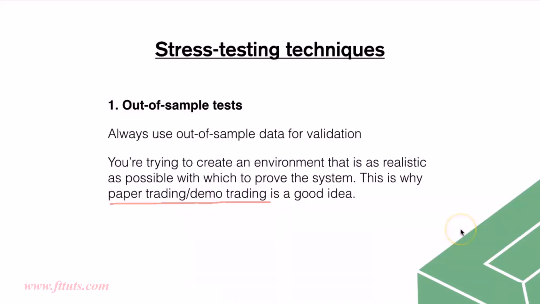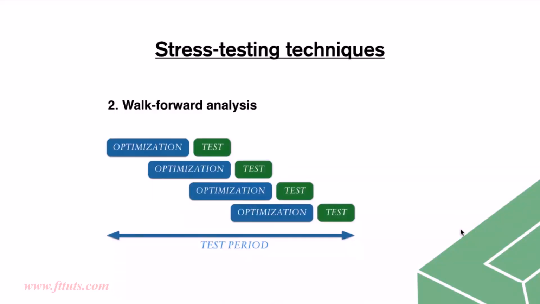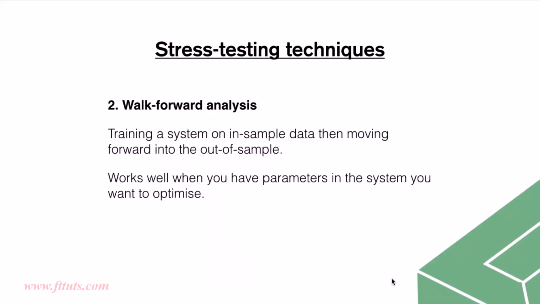Second, we can run walk-forward analysis, which is simply a way of training a system on in-sample data and then moving forward into the out-of-sample data. This can be done in sequences so as to mimic how we might build a trading system and then how we might trade it in real life. This works well when you have parameters in the system you want to optimize. Financial data is always moving, so this is the best method for keeping a system in tune with current market conditions.